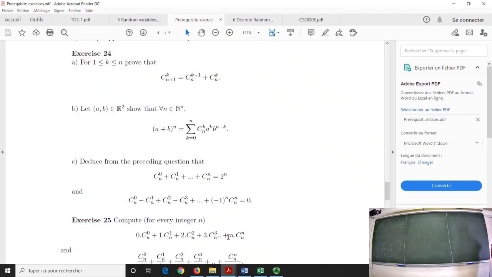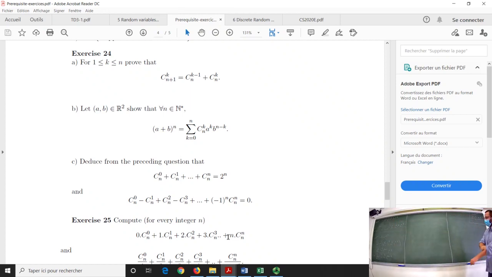And keep in mind that what I want to prove is that (a plus b) to the power n plus 1 is the sum from k equal to 0 to n plus 1, C(n plus 1, k) a to the power k, b to the power n plus 1 minus k. That is my aim: to prove this one when I replace n by n plus 1.